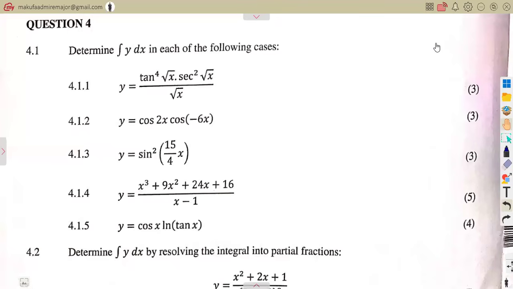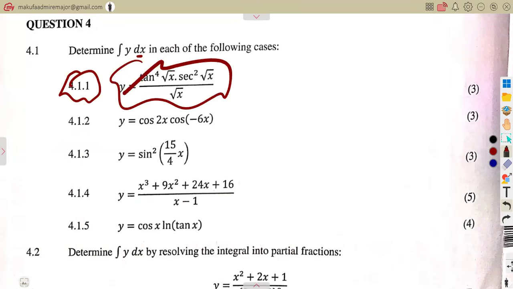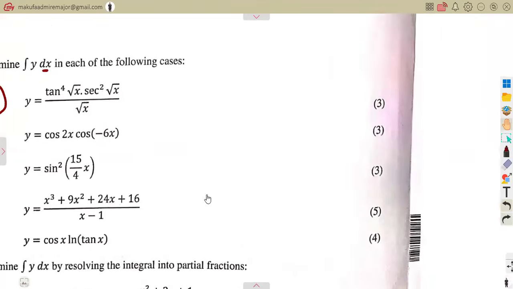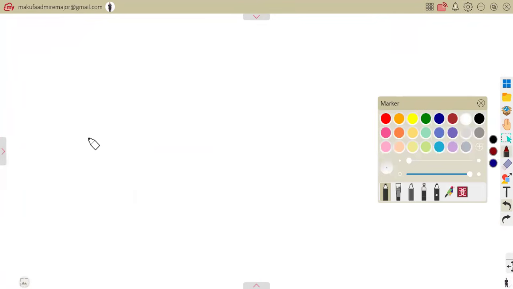On question number 4, let us try to analyze what we are given. Determine the integral of y with respect to x in each of the following cases. All right, 4.11. This is what we are given. Let's try to figure out exactly what is supposed to happen there.